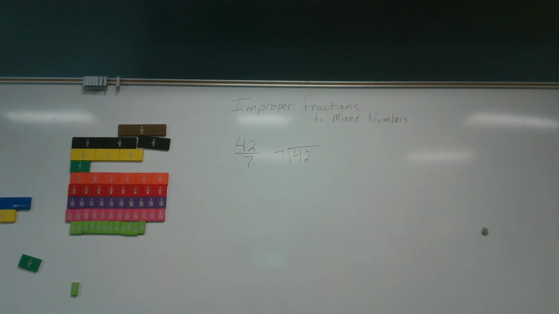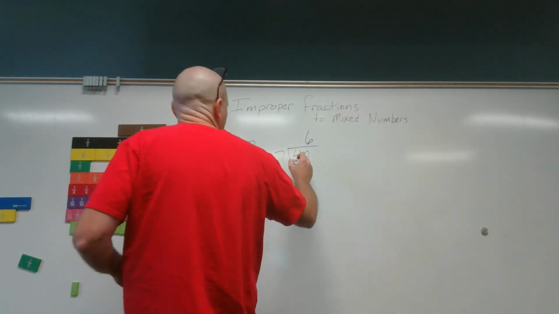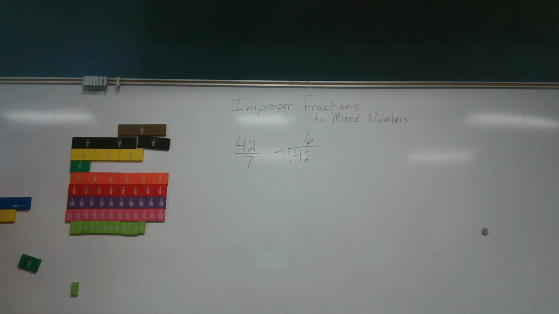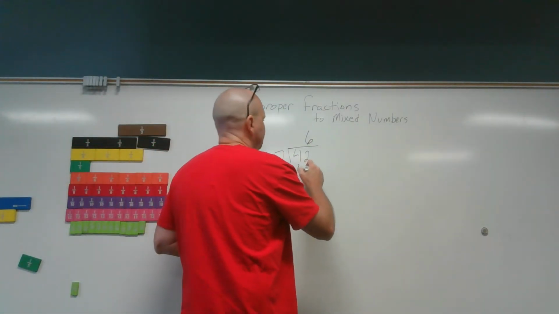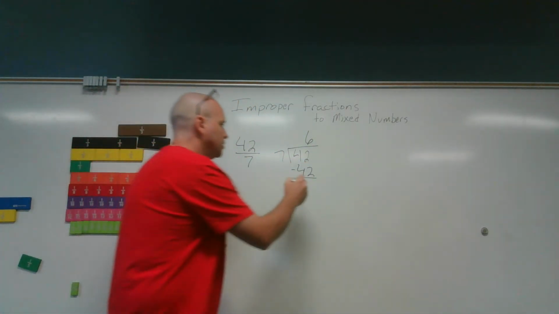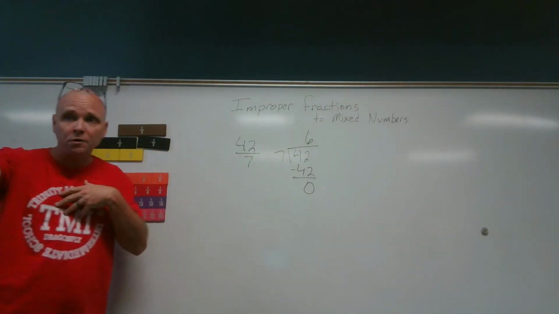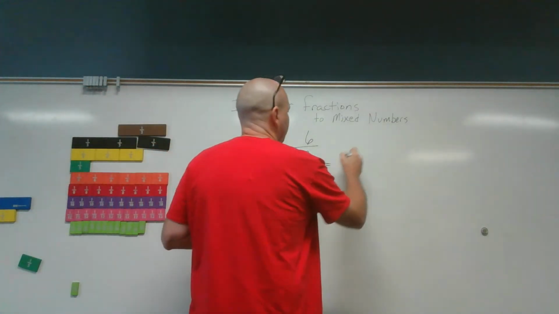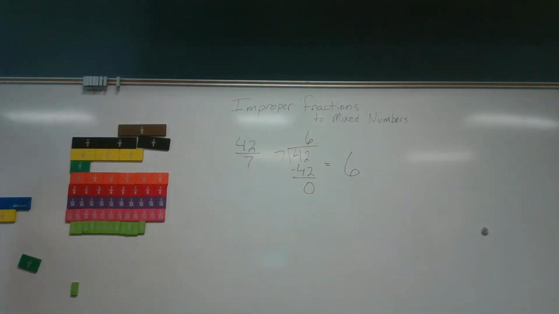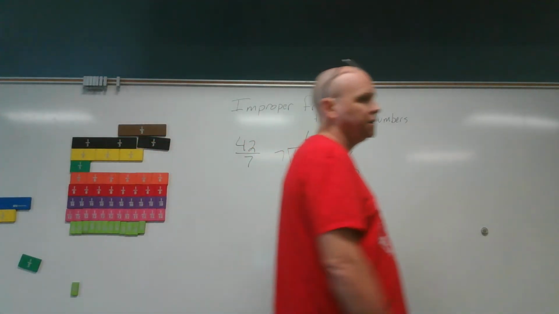Jaren, does 7 go into 4? No. Does 7 go into 42? Yes. How many times does 7 go into 42? 6 times. And what is 7 times 6? 42. What is 42 subtract 42? 0. So I don't have a remainder. It's just 6. So my answer, if I don't have a remainder, is just the whole number. So in this case, it's just 6.